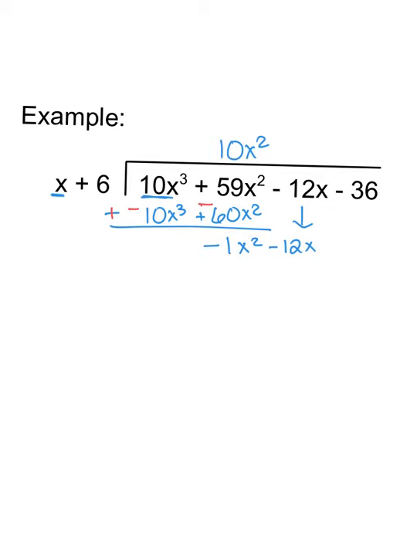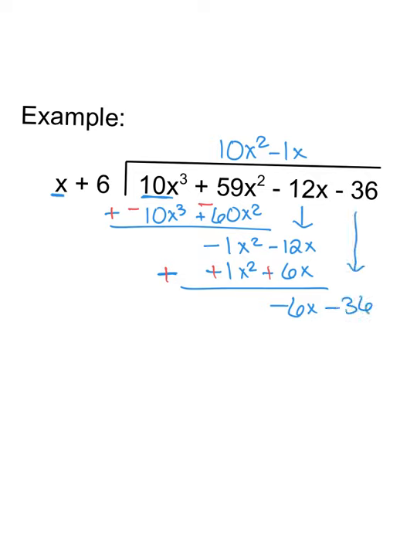X times what gives me negative 1x squared? Negative 1x. We're going to multiply: negative 1x squared, negative 6x. We're going to subtract. Again, I like to keep change. So negative 1 plus 1 is nothing. Negative 12 plus 6 is negative 6x. Carry down your next term.